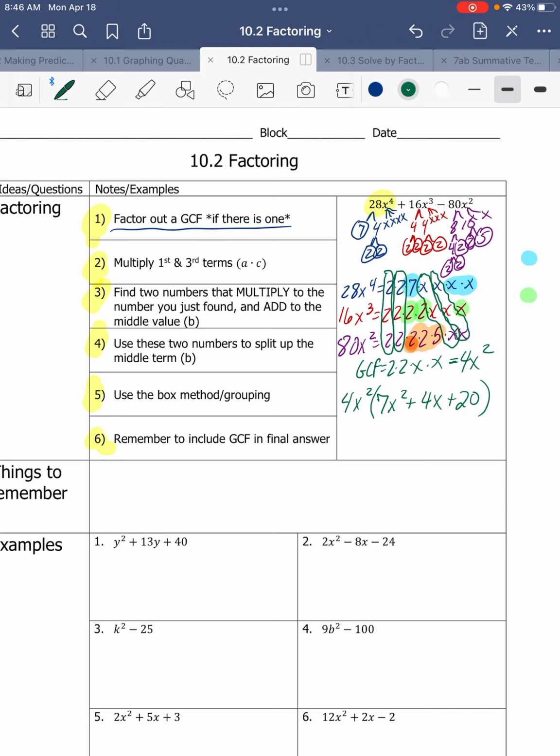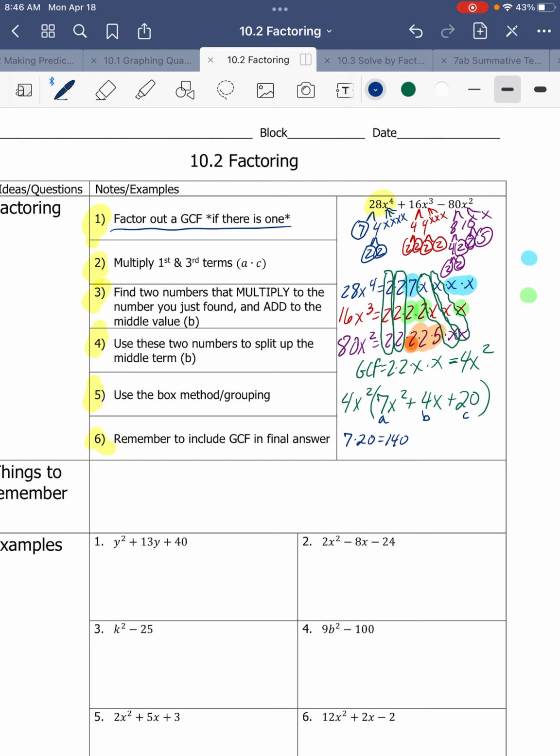All right, so there's your first step. That's a long first step, but that's your first step. Now we have to multiply the first and third terms together, so a times c. So we have a, b, c. A is always with the x squared term, b is always with the x term, and c is the constant all by itself. So now we do a times c. That's 7 times 20, which is 140.